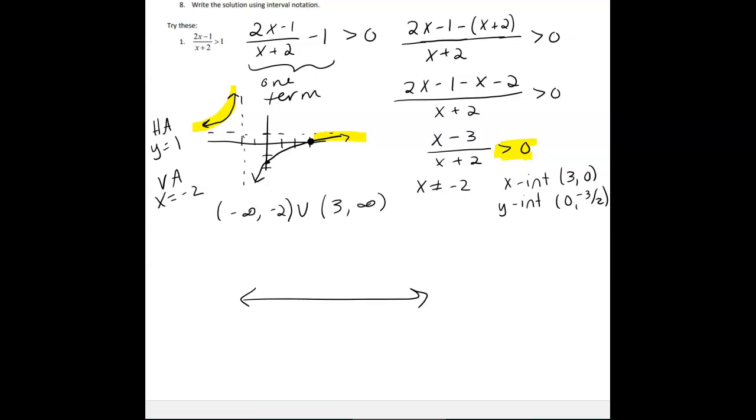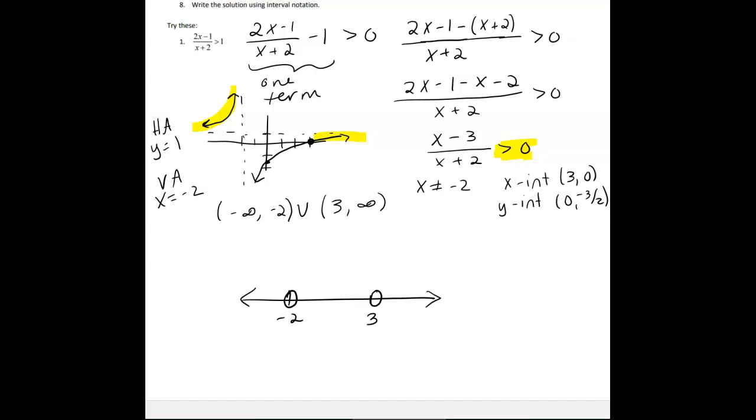So if you're doing your number line graph, you want to make sure you plot your vertical asymptote. And you want to make sure you plot your x-intercept. Okay. And you want to think about, it's always going to be an open circle at a vertical asymptote. At your x-intercept, you could have an open or closed circle depending on the inequality sign. This one's going to be open because it's a greater than sign.